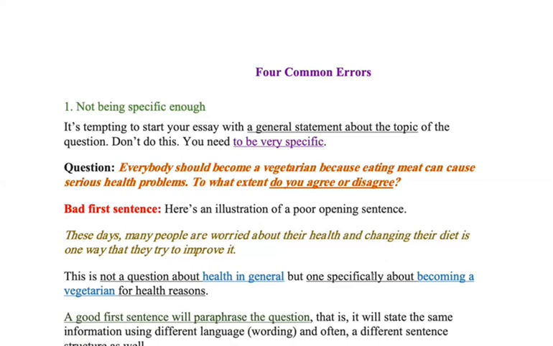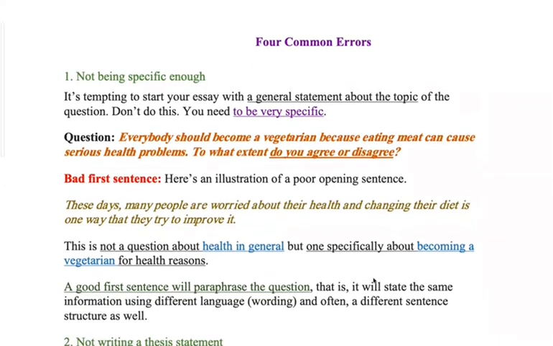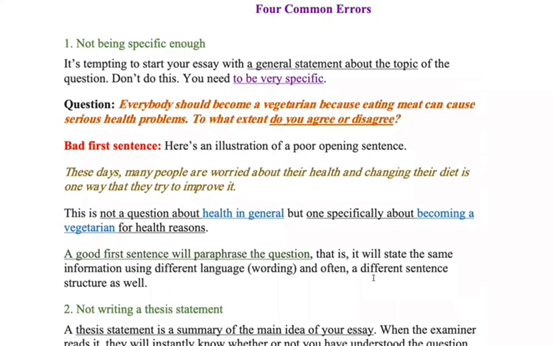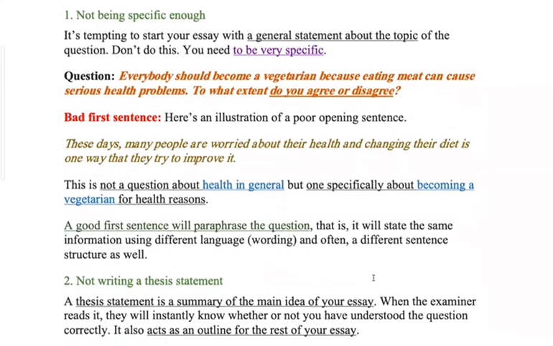This is not a question about health in general, but one specifically about becoming a vegetarian for health reasons. So we are talking about the main point here. The main idea is to become a vegetarian. But the writer here was too general, and that's not a good start. And I don't really recommend you to do so.